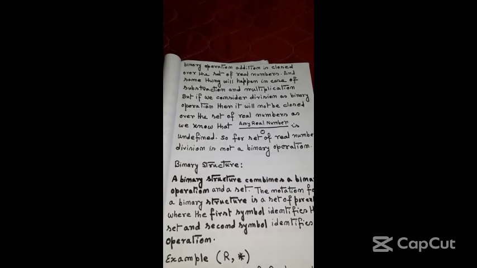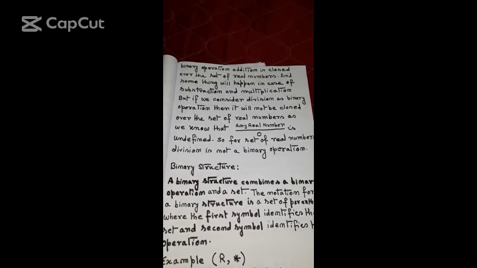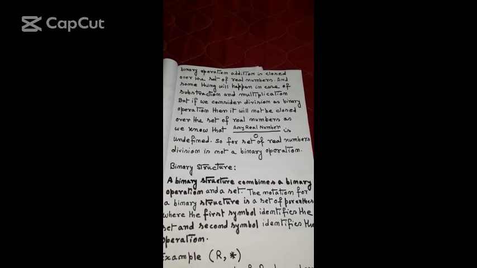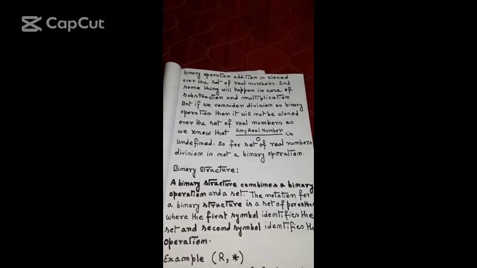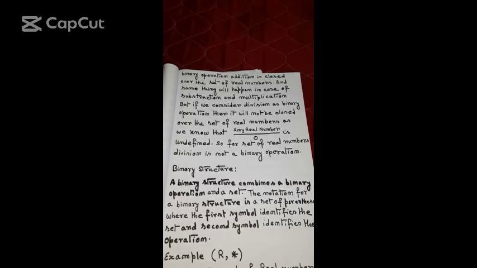If you do subtraction and multiplication, the same result you will get, but for division you will not get the same result, because if you divide any real number by 0, then the result will be undefined. As the result is undefined, it should not belong to the set of real numbers. So division is not a binary operation in case of the set of real numbers.